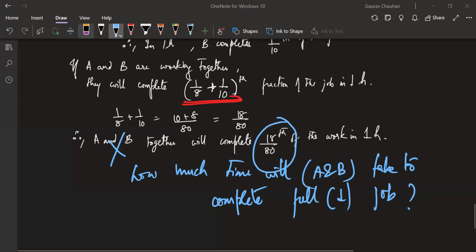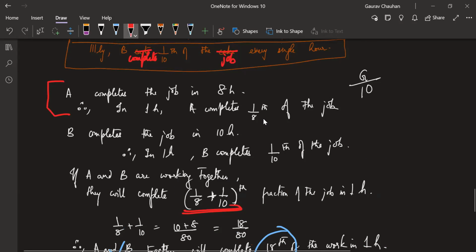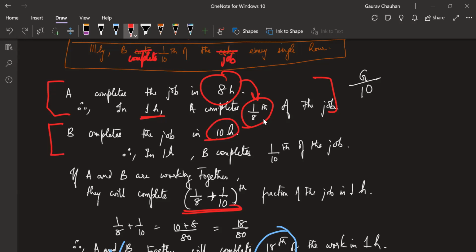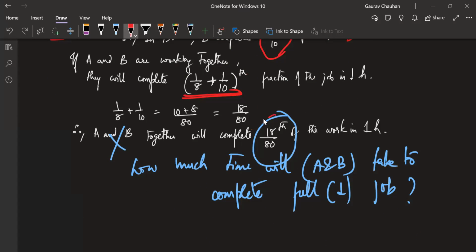And here, guys, I will do the same thing. I'm going back to check my logic here. Okay, see what I had done here. When I was taking full job in 8 hours, I saw that the reciprocal of 8 is giving me job of 1 hour. When I had full job in 10 hours, the reciprocal of 10 was giving me how much job in 1 hour. Same logic I'm going to apply. Reciprocal I'm taking above. Here I'm going to think, okay, so 18/80 I'm completing in 1 hour, which means its reciprocal, that is 80/18, hours will give me time to complete full job.